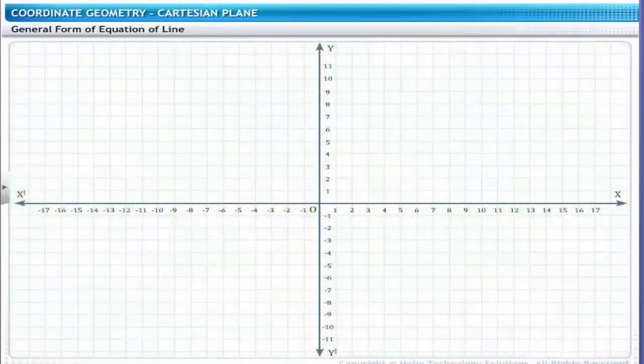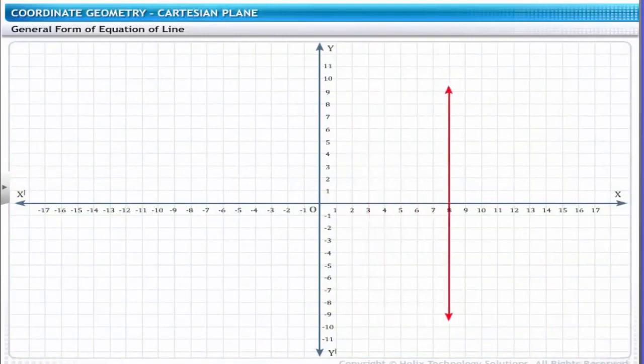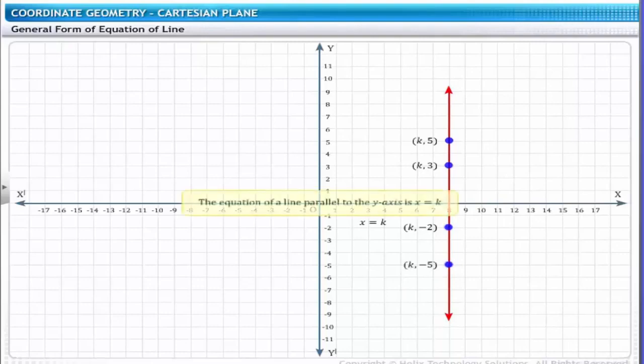Let us now consider a situation where these players are in a straight line at a constant distance k from the Y-axis. You will notice that the line joining the position of players standing at the same distance actually runs parallel to the Y-axis. For this line, the distance of the players from the Y-axis is constant, that is, x is equal to k. This means that the coordinates of these players will be (k, 5), (k, 3), (k, -2), and (k, -5). Therefore, the equation of a line parallel to the Y-axis is x is equal to k.